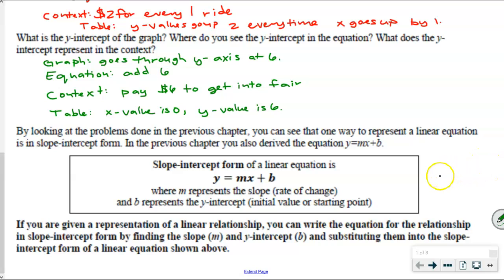Now, looking at this example, reviewing what we did previously, we can see that one way to represent a linear equation is in slope-intercept form. Slope-intercept form. That would be when the equation of the line is y equals mx plus b. It is called slope-intercept form. Will you please discuss with your groups why do you think this particular equation is called slope-intercept form? Quick discussion at your tables. Ready, set, go. Pausing the recording as students discuss.